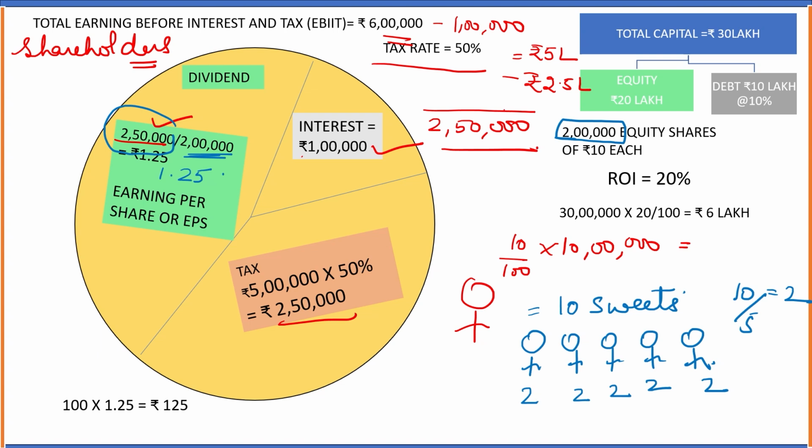So what does this mean? Suppose there is a person who is holding 100 shares of AB Limited. So the dividend per share is rupees 1.25, which is going to be rupees 125 in total. So that is the dividend. This is how the distribution of the profit is done. This is the core basic fundamental understanding to further understand the concept of trading on equity.